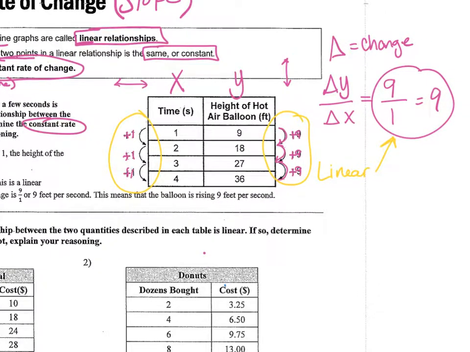And what that means, looking at my y value, that's talking about the height, so feet. My x value is talking about the time in seconds. So what that 9 over 1 means is that we're going to go 9 feet every 1 second.